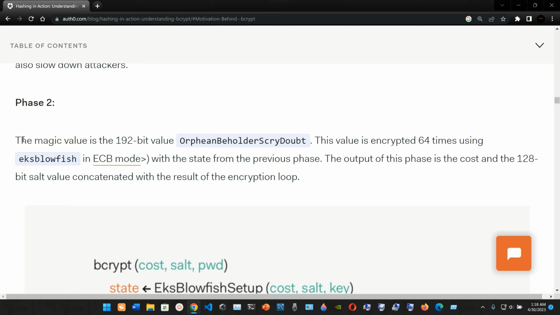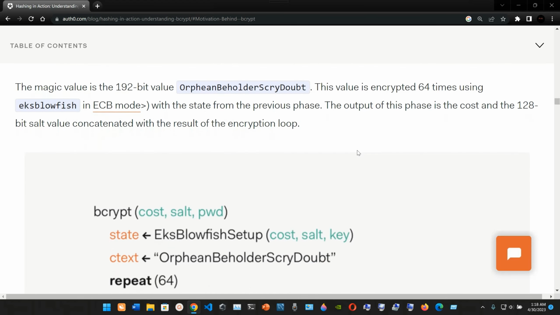Phase 2. The magic value is a 192-bit value, OrpheanBeholderScryDoubt. This value is encrypted 64 times using EksBlowfish in ECB mode with the state from the previous phase. The output of this phase is the cost and the 128-bit salt value concatenated with the result of the encryption loop.